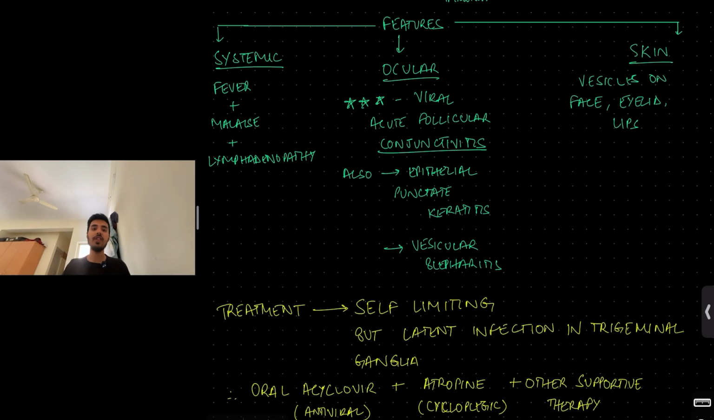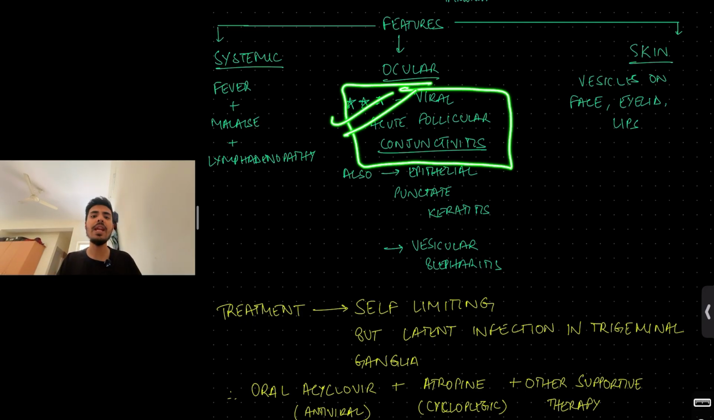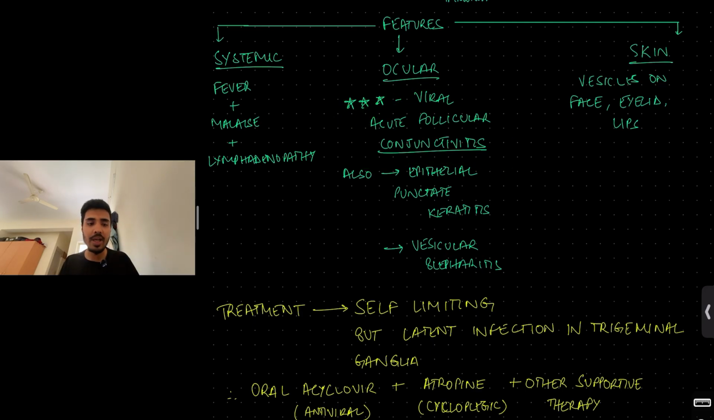What are the features of primary ocular herpes? You have fever, malaise, and lymphadenopathy as systemic features. In ocular features, it's more of conjunctivitis, so it is acute viral follicular conjunctivitis, the main presentation in primary ocular herpes. Apart from that, you can have vesicular blepharitis, that is herpes vesicles on the eyelids. You can have epithelial keratitis in the form of epithelial punctate keratitis. Then on the skin, you'll have vesicles, on the eyelid as I told, vesicular blepharitis, also on the face and on the lips. These are the systemic features, ocular features, and skin features.